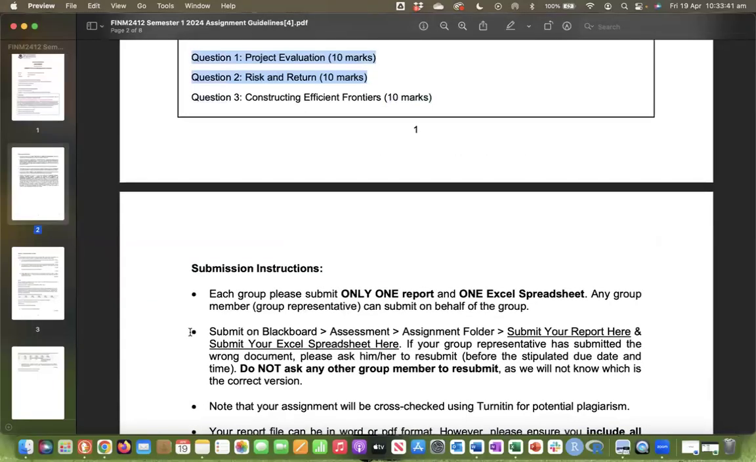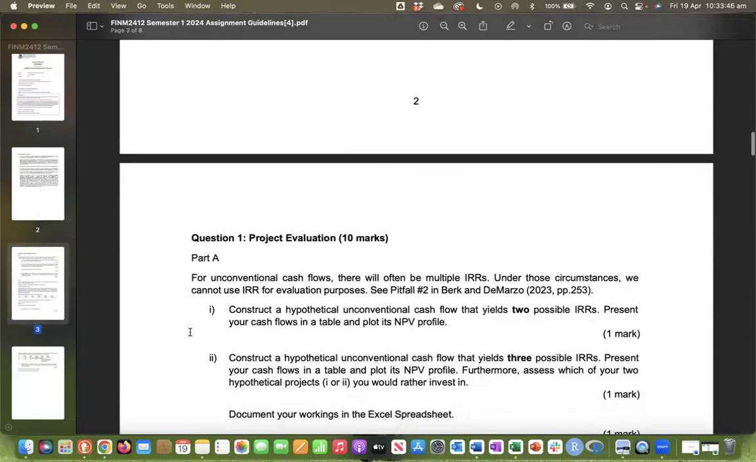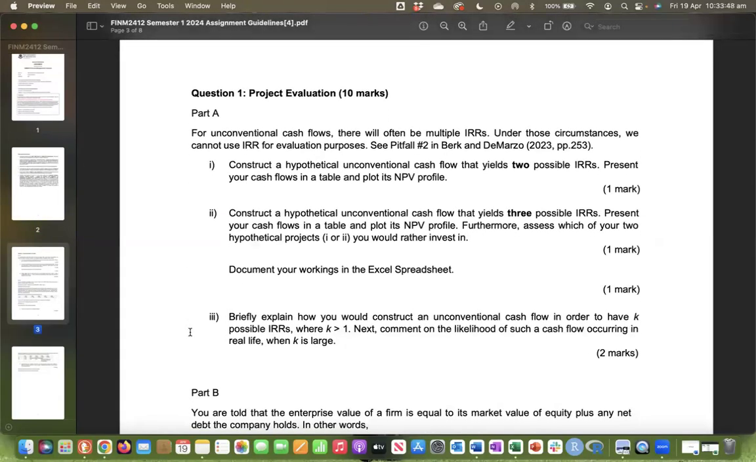Amazing. So now we've got that out of the way, let's quickly walk through question 1. So part A of question 1 is asking us about unconventional cash flows. So as we see there, for unconventional cash flows, there will often be multiple IRRs. Under those circumstances, we cannot use IRR for evaluation purposes.